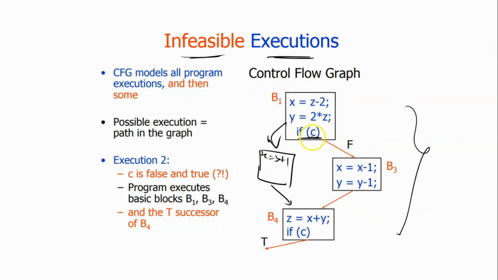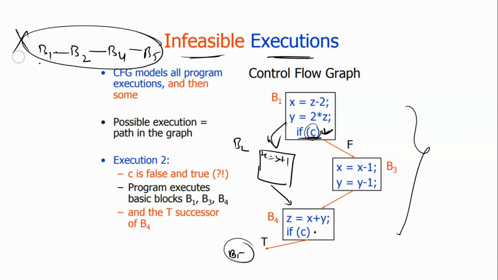You can see that if this C is true, then definitely this C will be false. So if this C is true, then from B1 you are going to, let's call it B2, from B1 you are going to B2, and from B2 you are going to B4. Now let's assume there you have B5 here. So now this execution order actually will never be possible.